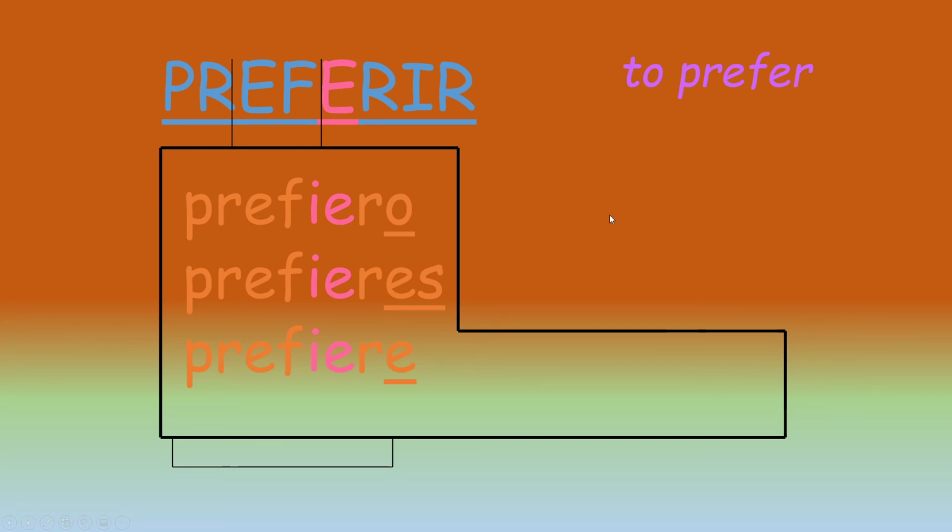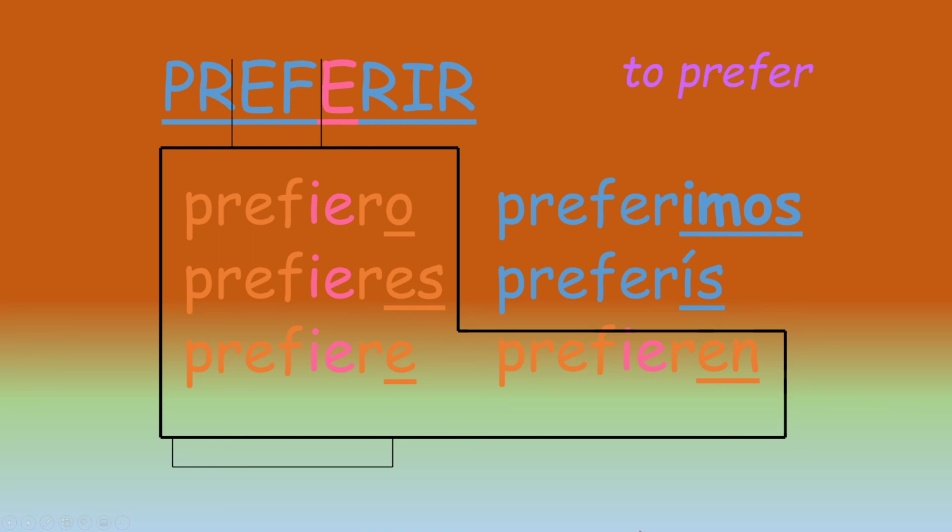All right, so we prefer would be what? Preferimos. All right, what about y'all prefer? Again, outside the boot, so it's regular. It does not stem change. Preferís. And then for ellos, ellas, ustedes, I'm back inside the boot. That's the toe of my boot right here. So it does stem change. That E will change to an IE, and then I'll have my ellos, ellas, ustedes ending for an IR verb. What would that be? Prefieren. Okay? So there's an E to IE stem changer.